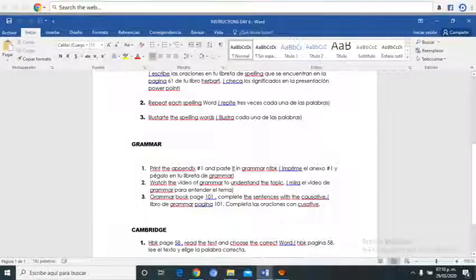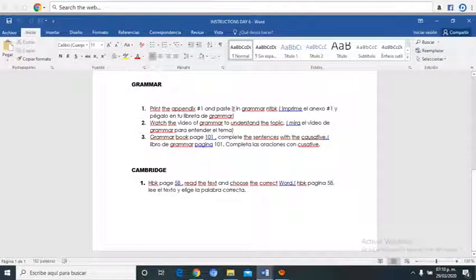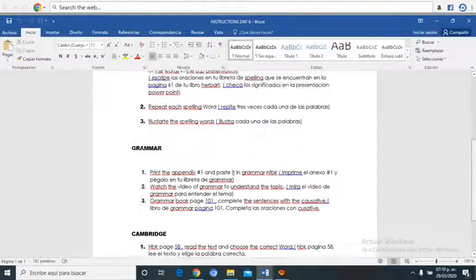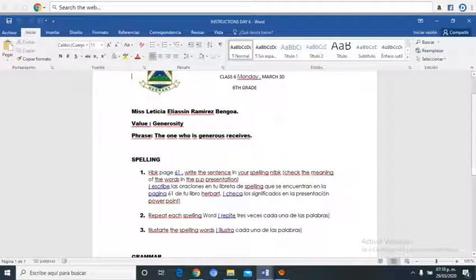Okay, so as third activity is Cambridge, and for Cambridge it's in Herbert, but we are going to do only page 58, where you have to choose the correct word in order to complete the sentences in that page. And that's all, guys, for today.